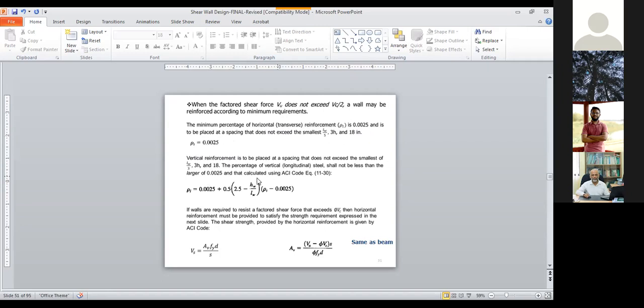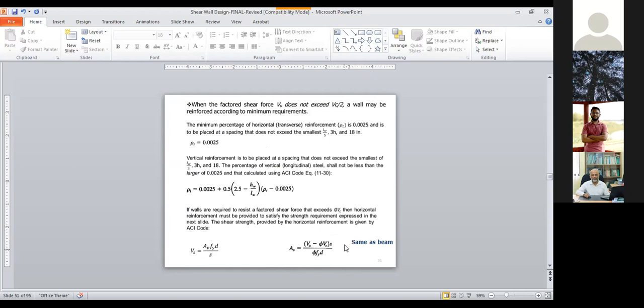And for the case of vertical reinforcement, you need to use this equation. If rho t equals 0.0025, so you know that for longitudinal, this will be cancelled out and it will be 0.0025. And the spacing will be the length of the wall by 3, 3 times the slab thickness, or 18 inches. So I think you can easily calculate what will be the transverse reinforcement and what will be the longitudinal reinforcement from these equations.